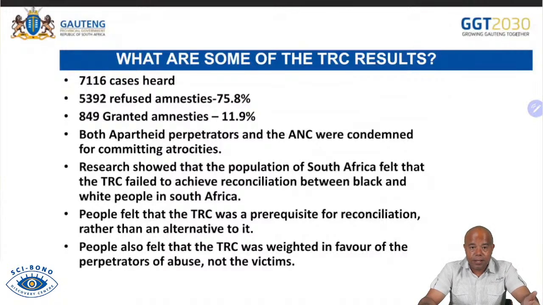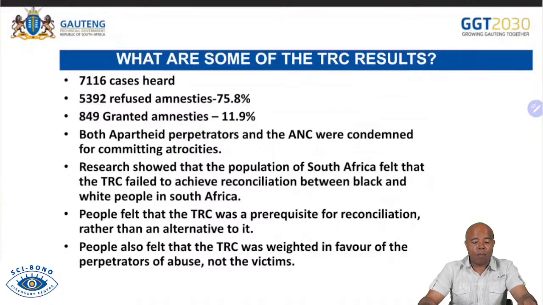Now, from the 7,116, 849 were granted amnesty. It means those 849 people didn't stand in line to be prosecuted. It means they were set free. And when you receive official pardon, which is called amnesty, it means now that case cannot be regenerated again. That case cannot stand up against you again. It has been nullified, basically.